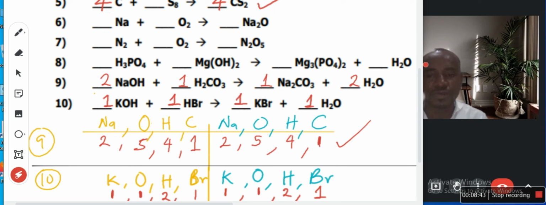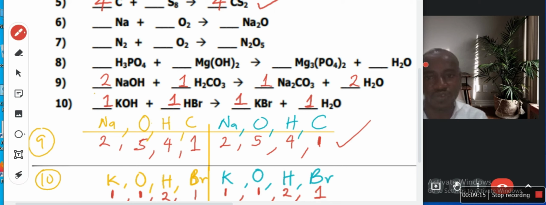You're supposed to add 2. Where should I add a 2? On the reactant side or on the product side? On the product side.